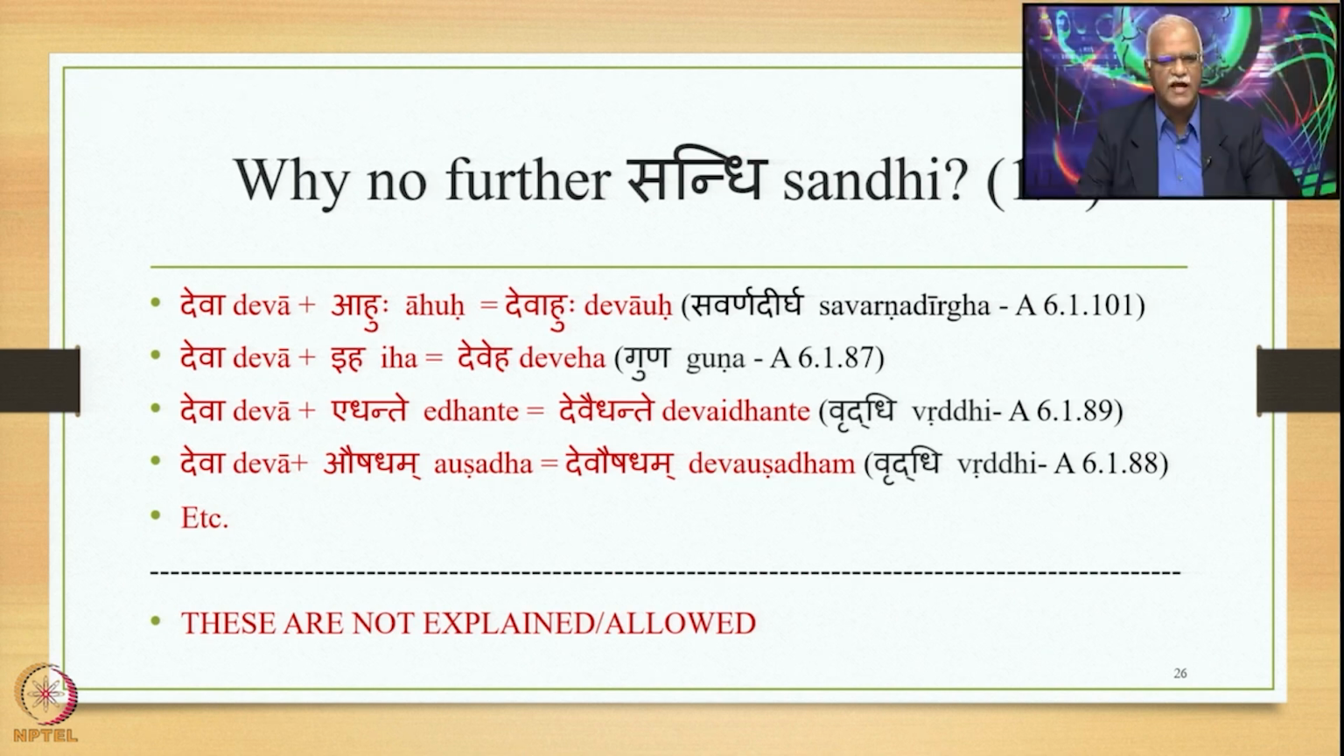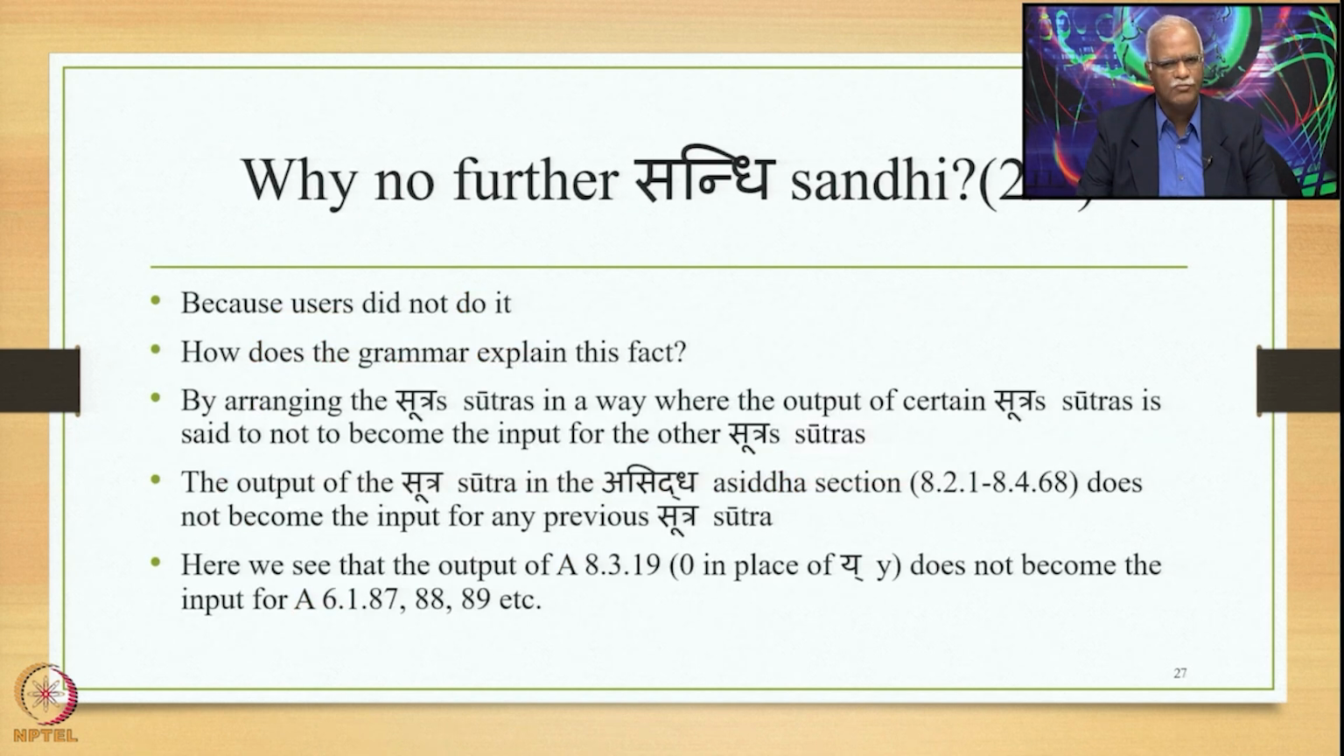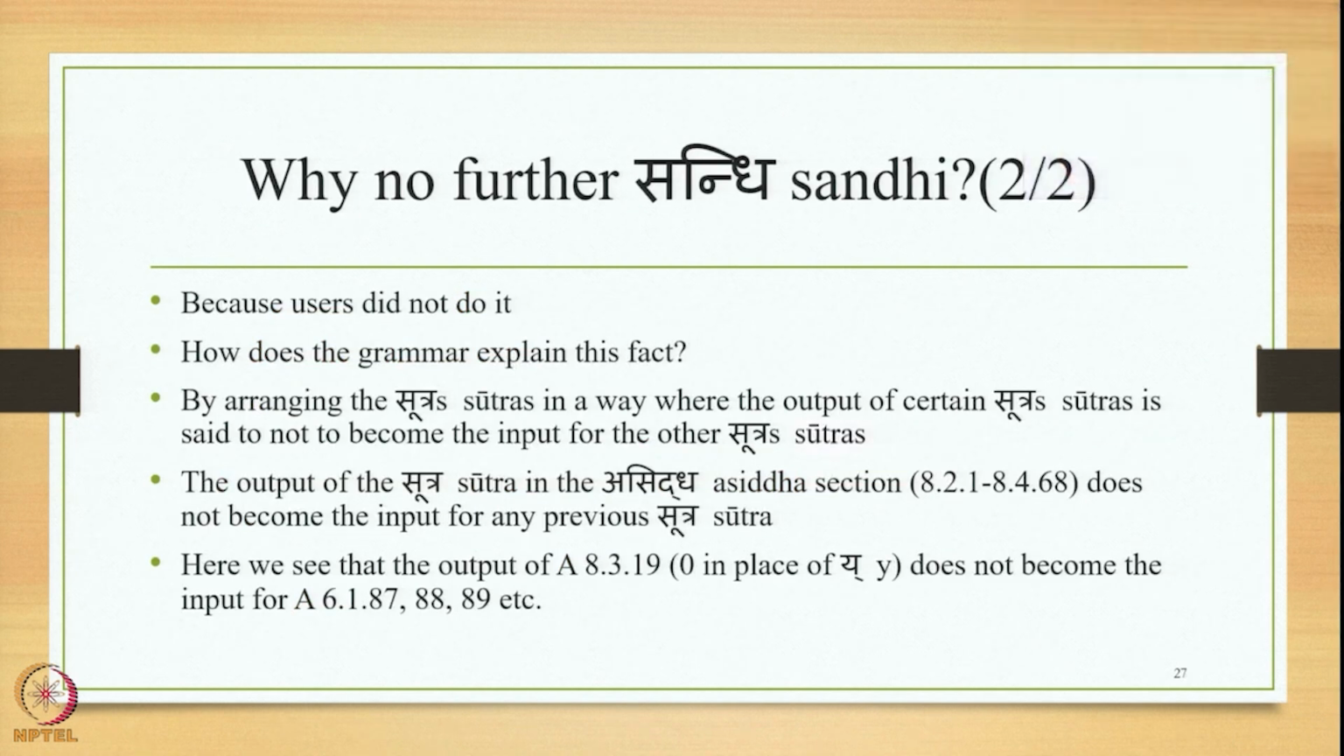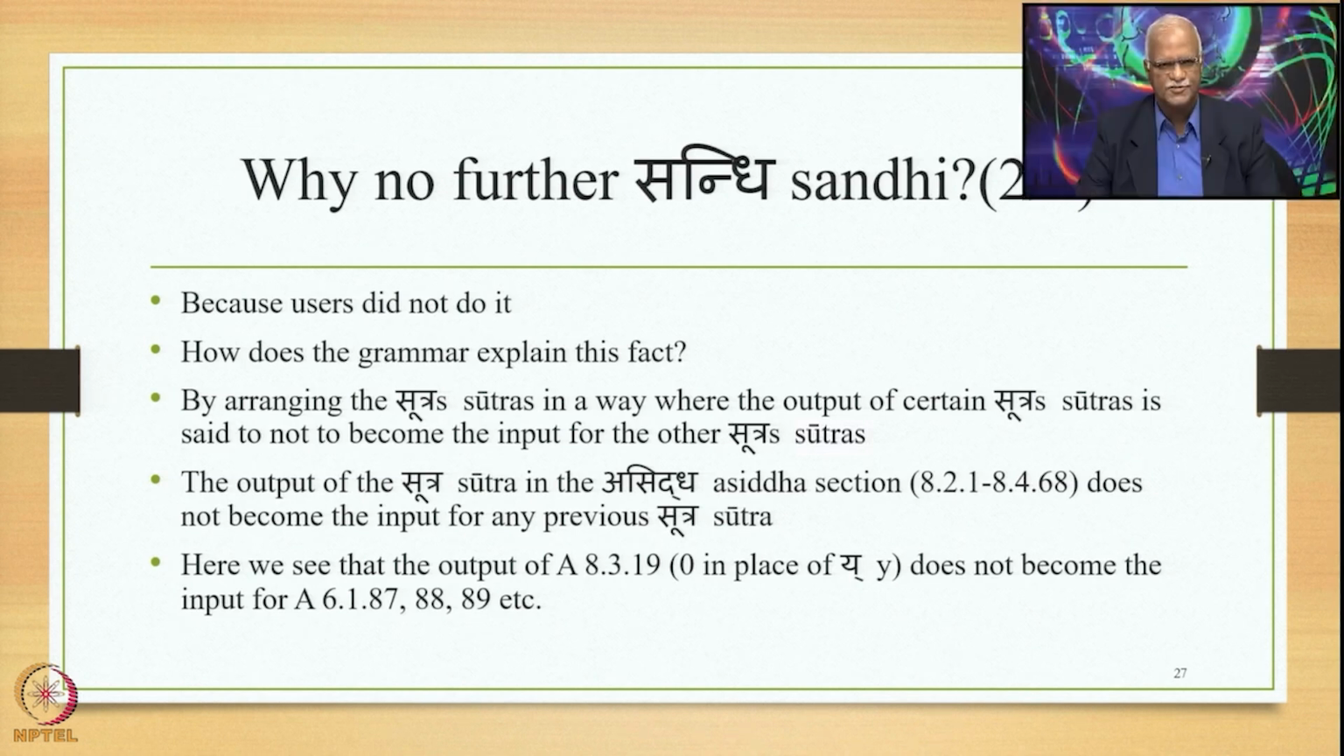What it seems is that these are not allowed in the language and these are not explained explicitly as well. So why no further sandhi? And the answer is because users did not use it. But the question is, how does the grammar explain this fact? The grammar explains this particular fact by arranging the sutras in a way where the output of certain sutras is said to not become the input for the other sutras.